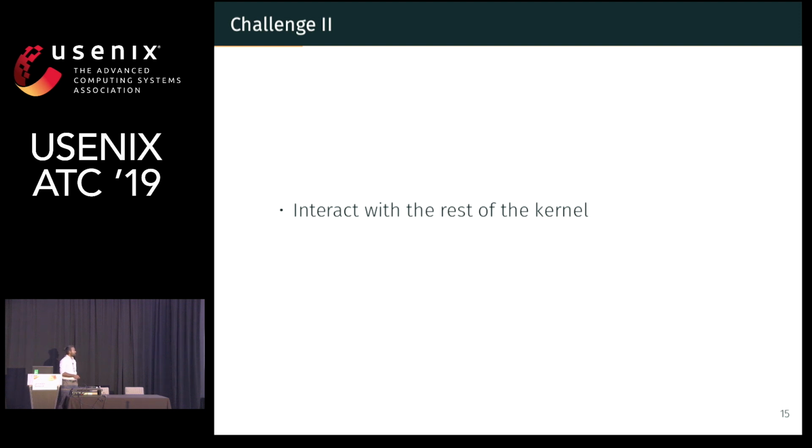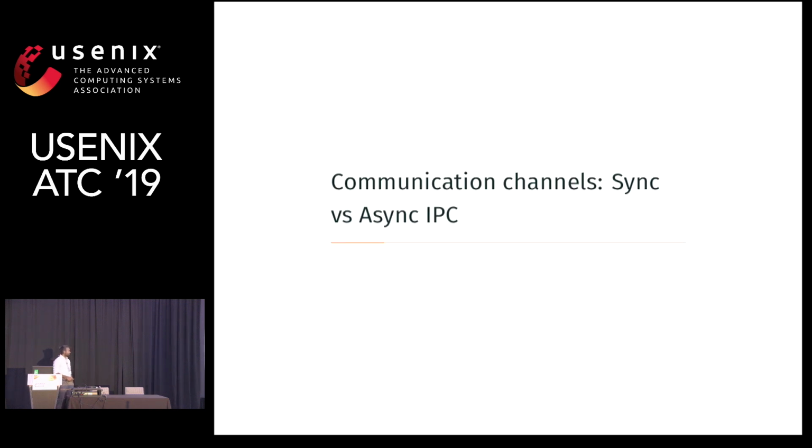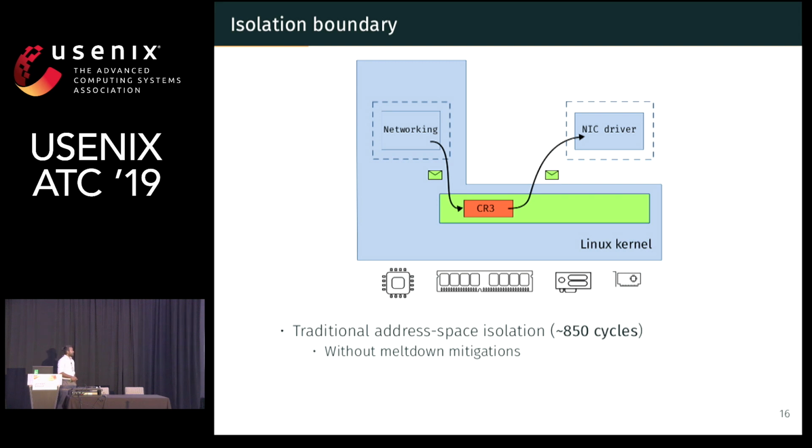We need to interact with the rest of the kernel, and we need a communication mechanism. That brings us to the choice of synchronous versus asynchronous IPC. In a synchronous setting, you can use page table isolation mechanisms to run the isolated code in a separate page table. But a traditional address space isolation would cost us 850 cycles of overhead. And this overhead is even without the Meltdown mitigations. We assume that it would be fixed in the hardware.